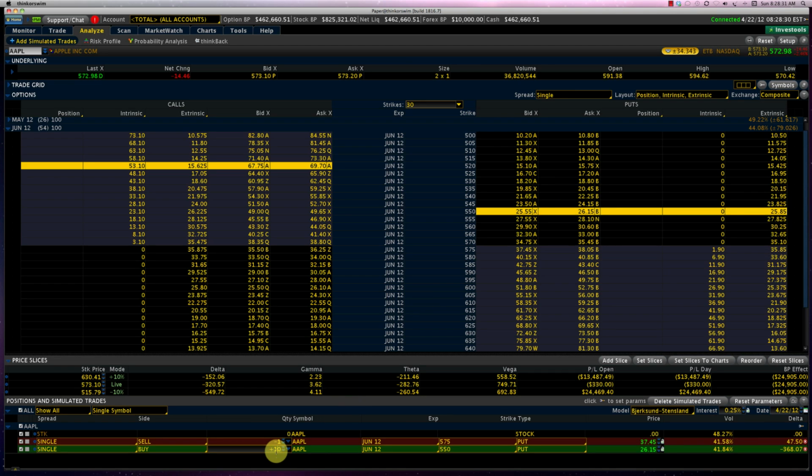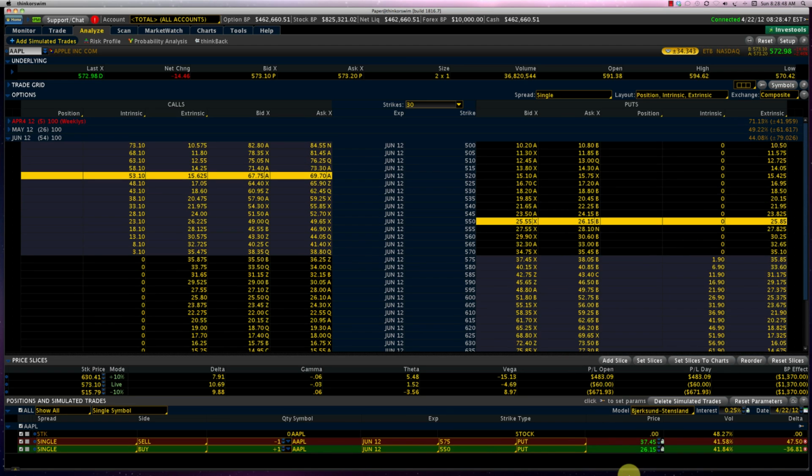So again, let me change this to one contract. What we have done is we've sold the 575 put option and received $37.45. Now we are buying the 550 put, which is this one, to limit our risk. Since we are buying it, we have to pay the premium for this put option. So basically you're collecting the difference between these two option prices. It'll be 37.45 minus 26, about $11 or so.